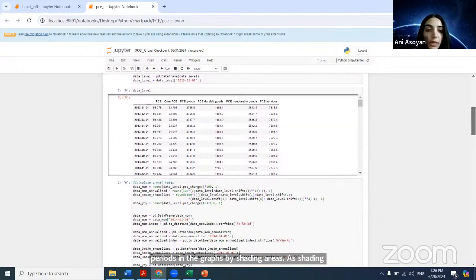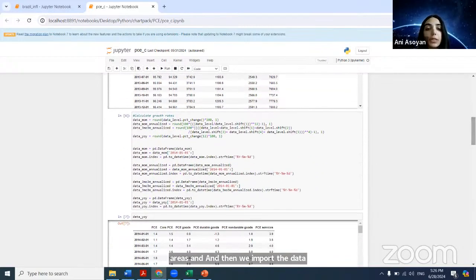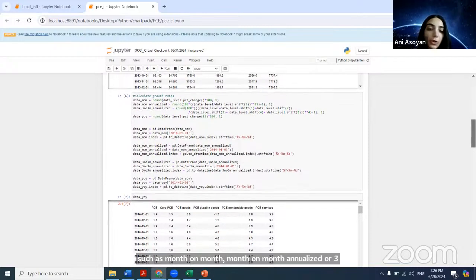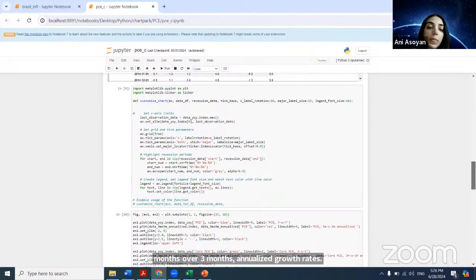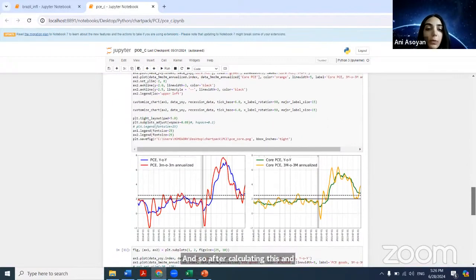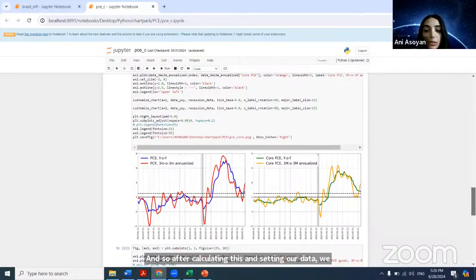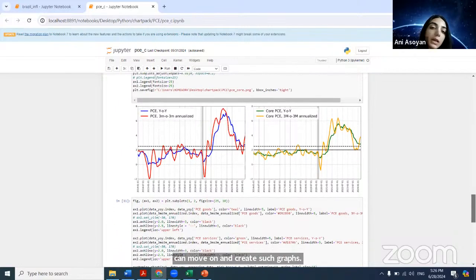Then we import the data, and by using the built-in Python functions, or just by manually creating formulas, we can then calculate the growth rates of the series, such as month-on-month annualized, or 3 months over 3 months annualized growth rates. And so after calculating this and setting our data, we can move on and create such beautiful graphs.